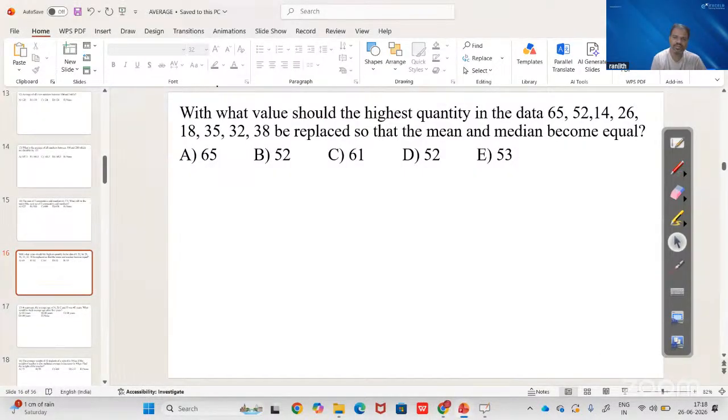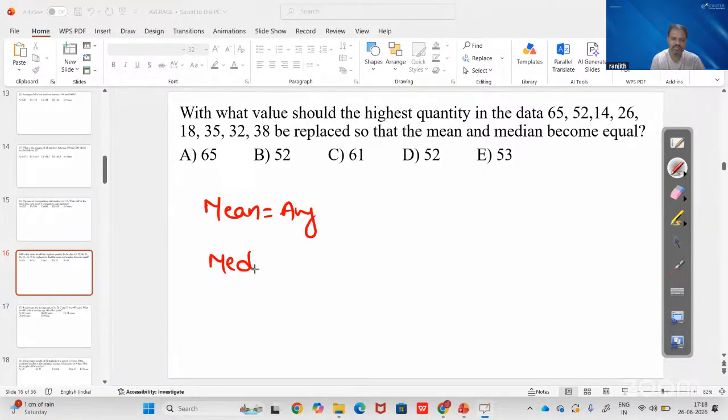What is the mean? Mean is nothing but average. Median is also average, but we need to write all the values in ascending order. What is the ascending order? We need to write 14, 20, 14, 18, 26, 32, 35, 38, 52, 65. 1, 2, 3, 4, 8.